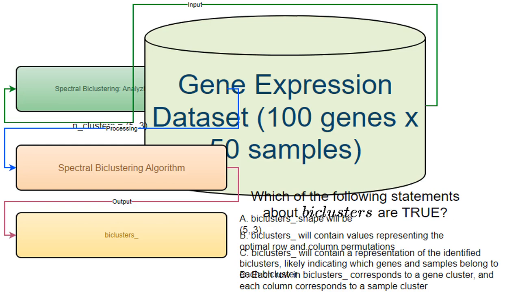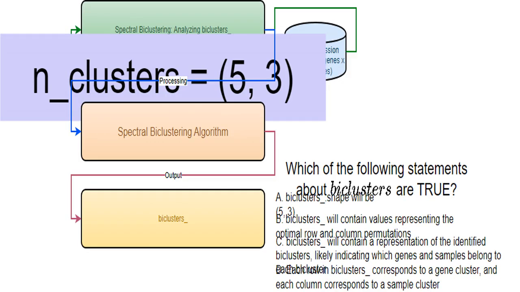It has 100 rows, genes, and 50 columns, samples. Each cell shows the expression level of a particular gene in a particular sample. We'll apply biclustering to find groups of genes and samples with similar expression patterns. I'm setting the number of clusters to find.